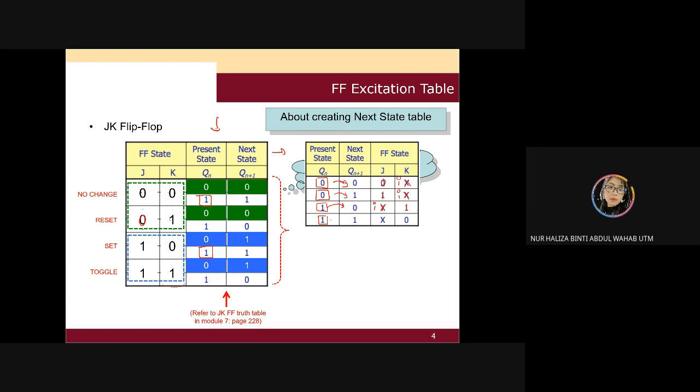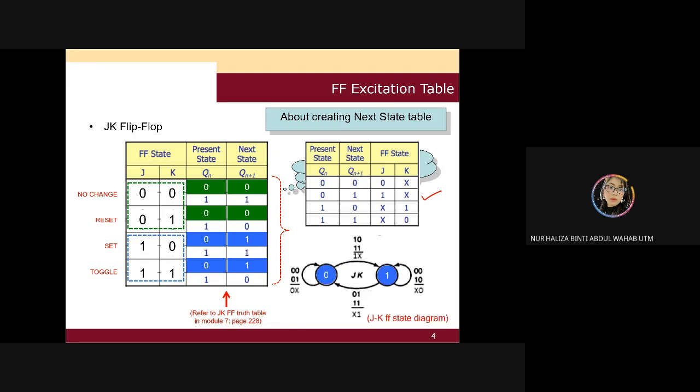Another one is when you have present state is 1, you're going to move to 1 also, remain, no change. What will be the condition? You're going to have 0, 0 and another one, 1, 0. Your J is 1 and 0. It's going to be X. And your K remains 0 here. So this is the table that you need to remember.